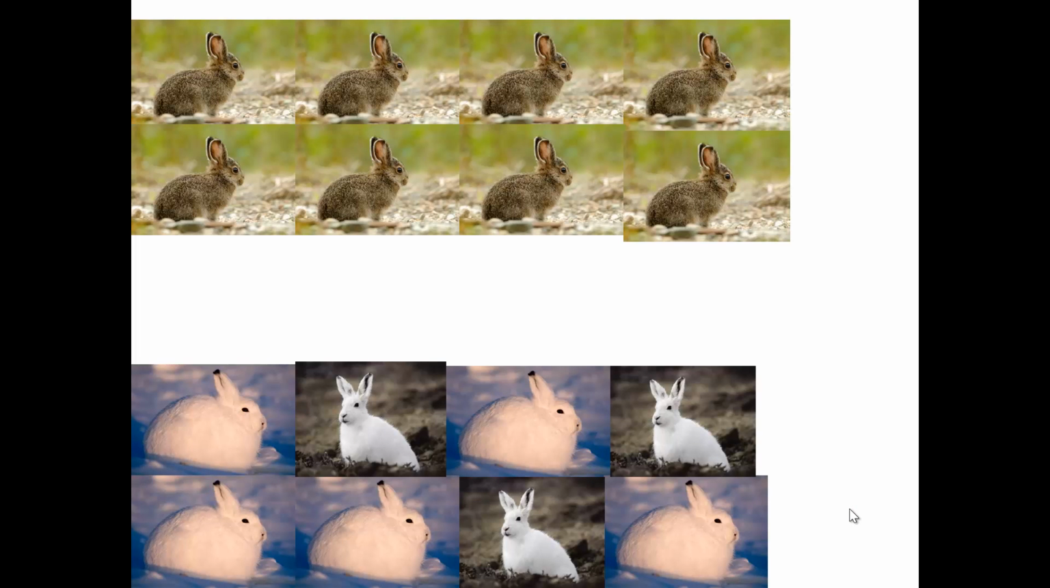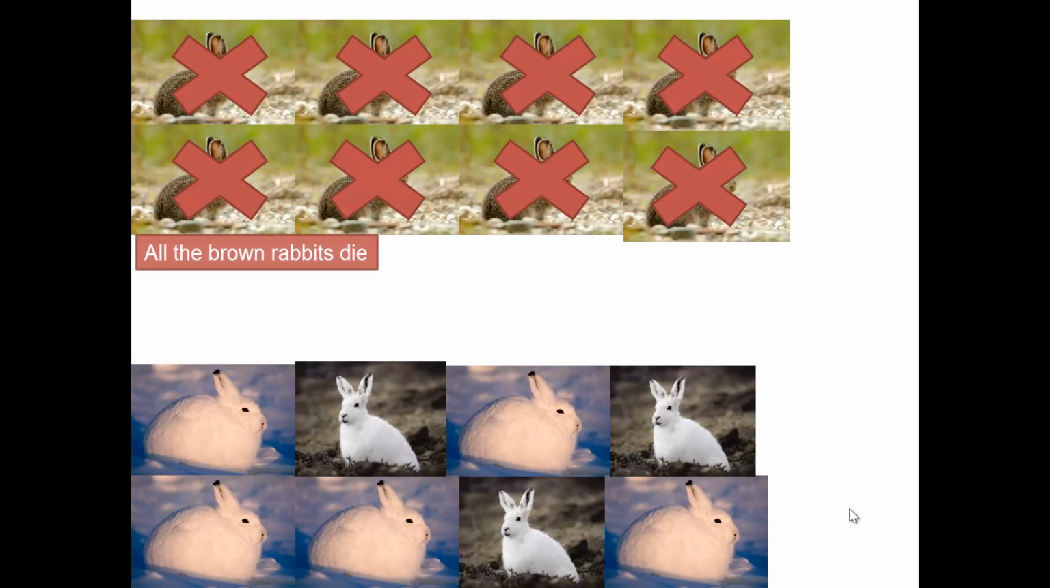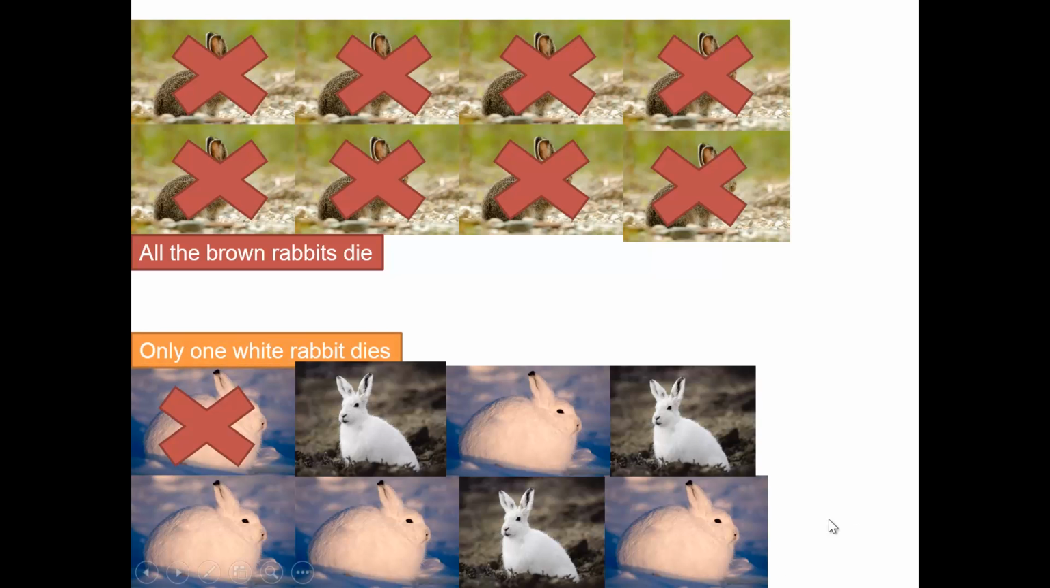So let's take a look at an example. If there were brown rabbits here, all the brown rabbits would begin to die off. These rabbits would be affected because the polar bears could easily spot them and they would eat them as their prey. So all the brown rabbits die. But in the case of the white rabbits, only about one white rabbit would die because the rest of them are able to camouflage and the polar bears cannot see them. This is the concept of natural selection.